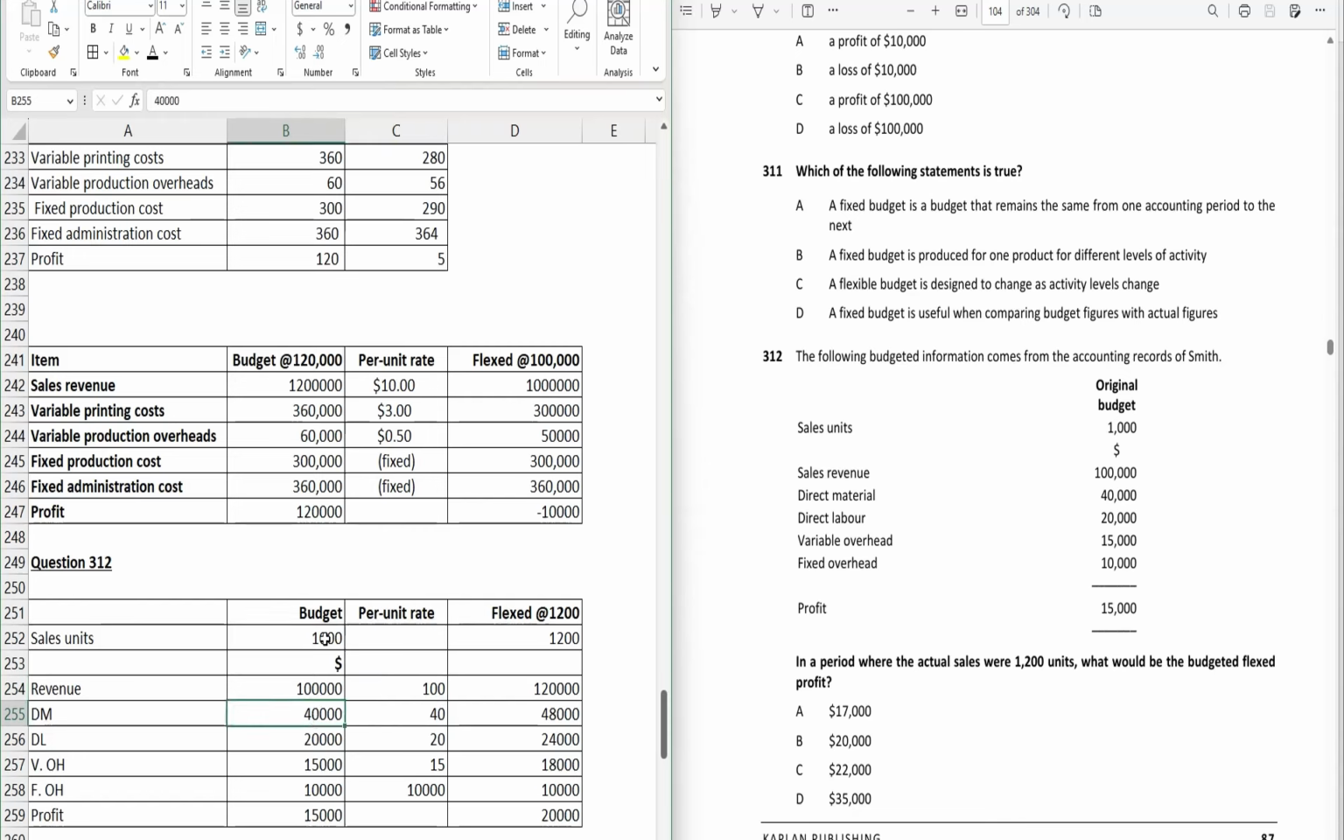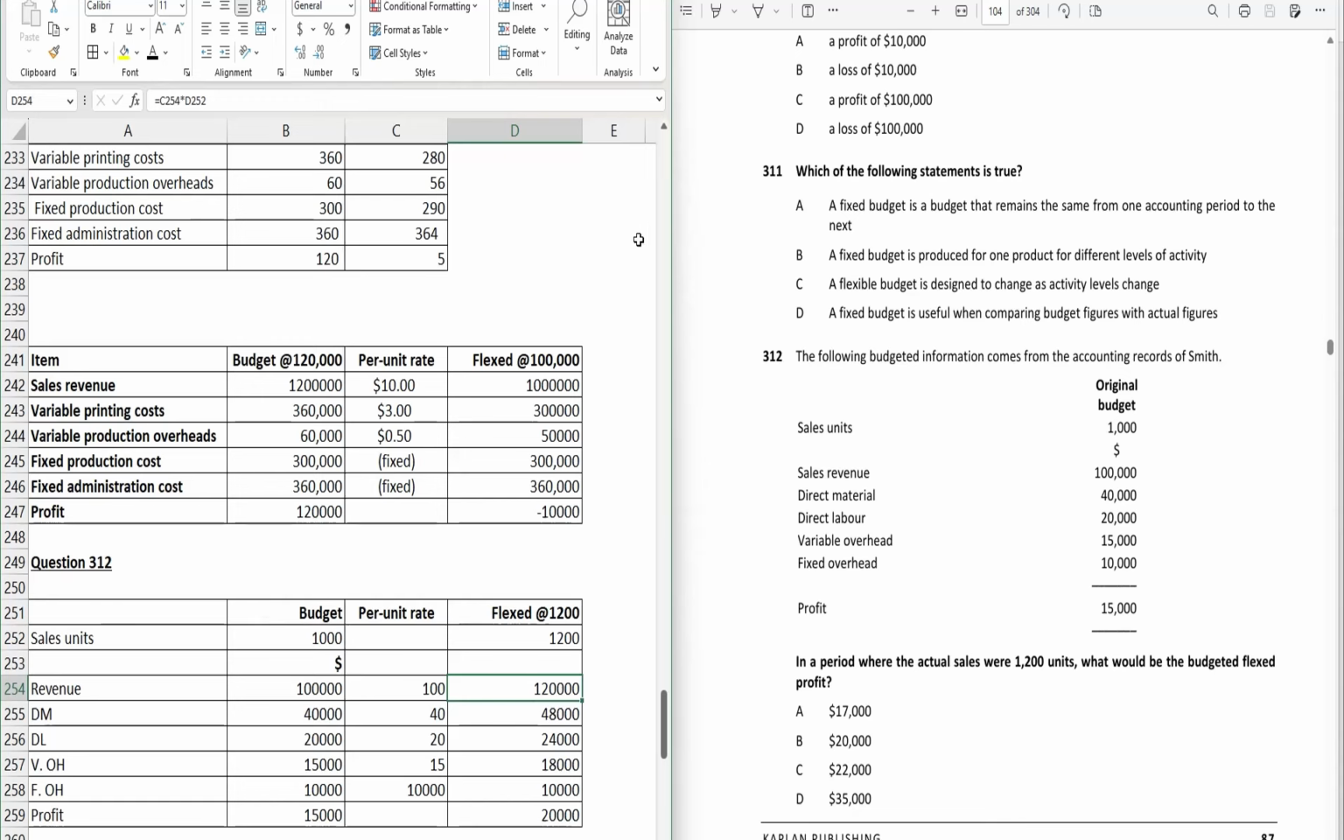Again, 40,000 divided by 1,000 gives me 40, and 20,000 divided by 1,000 gives me 20, and 15,000 divided by 1,000 again gives me 15. But the fixed one, it should be fixed. It will not be changed, right? Now we have to multiply this figure with the actual sales, which is the 1,200. So 100 into 1,200, it will give me this one.